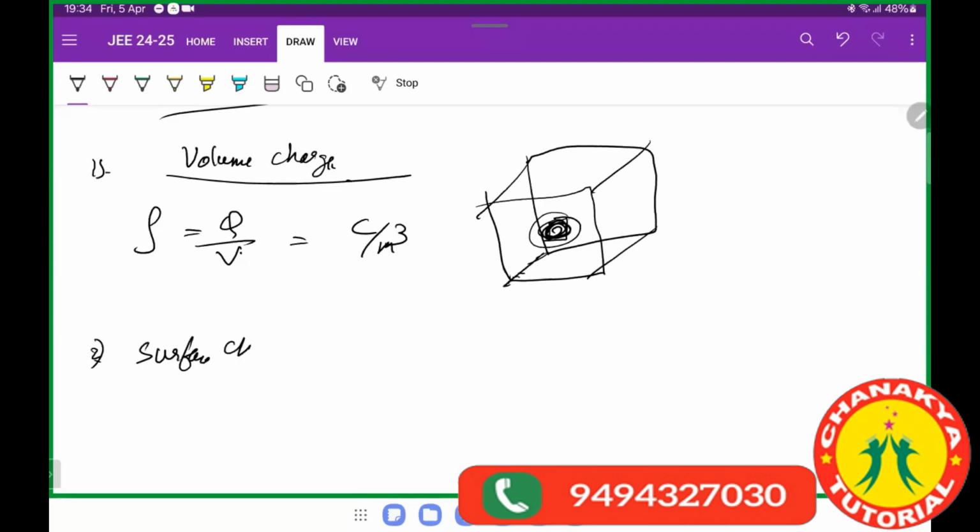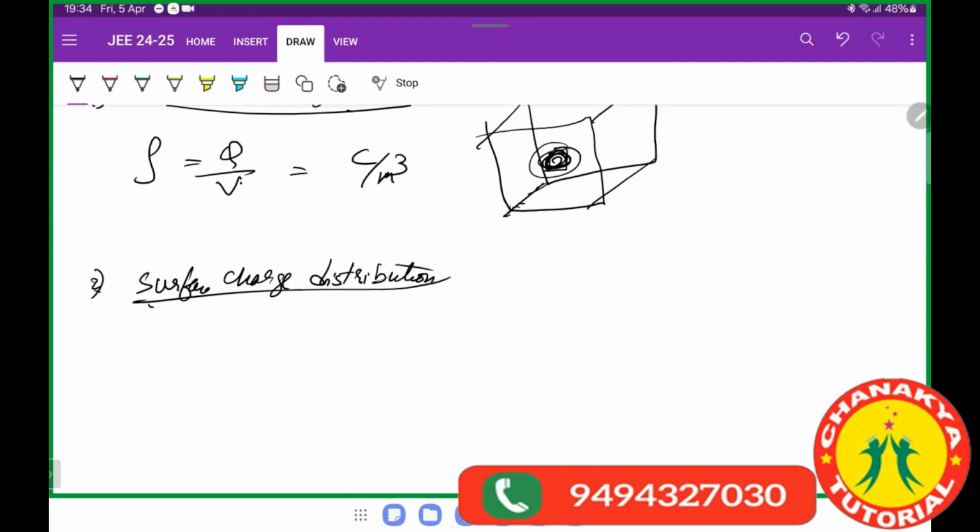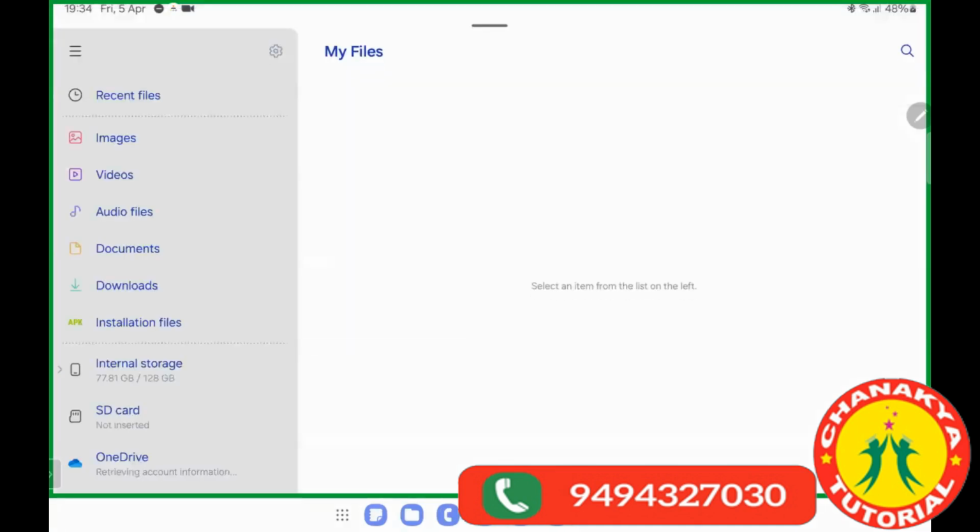Surface charge distribution. So if there is a circle, and I take a portion of it, the charge per unit area for one area. So for that the unit is per meter square.